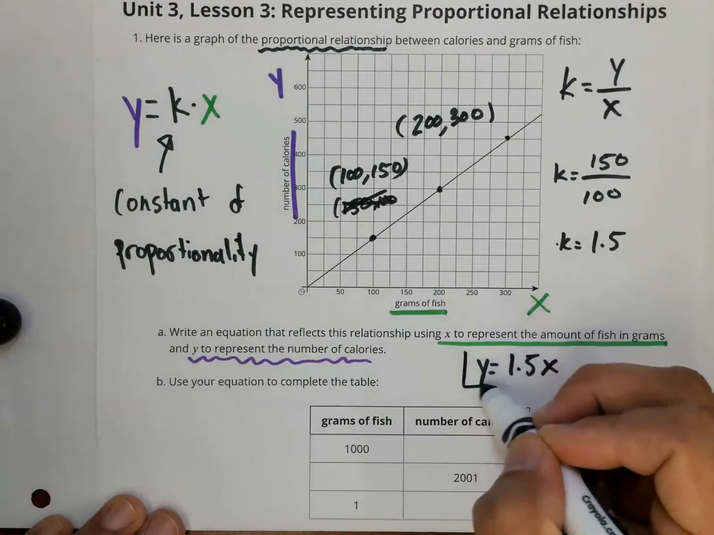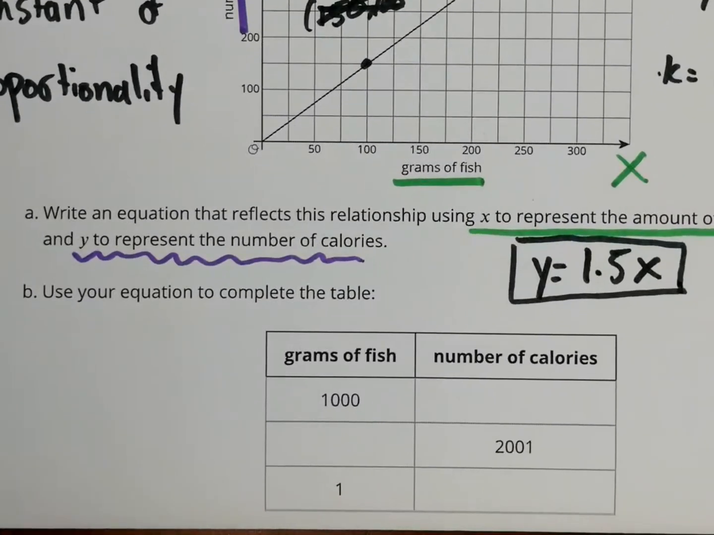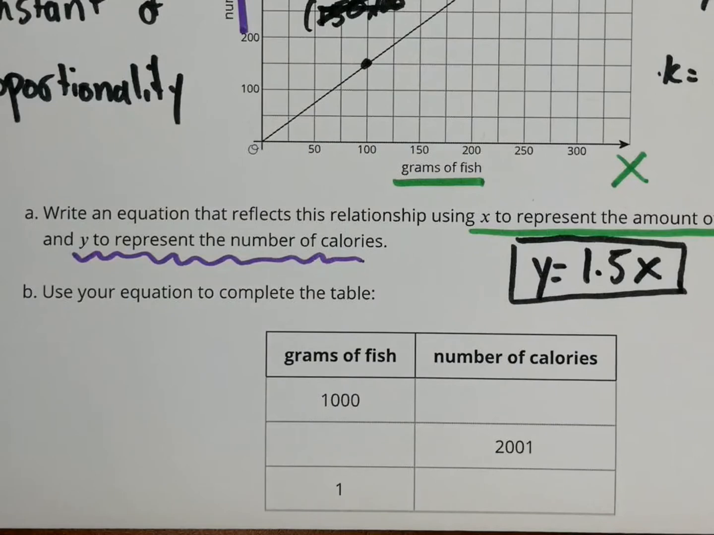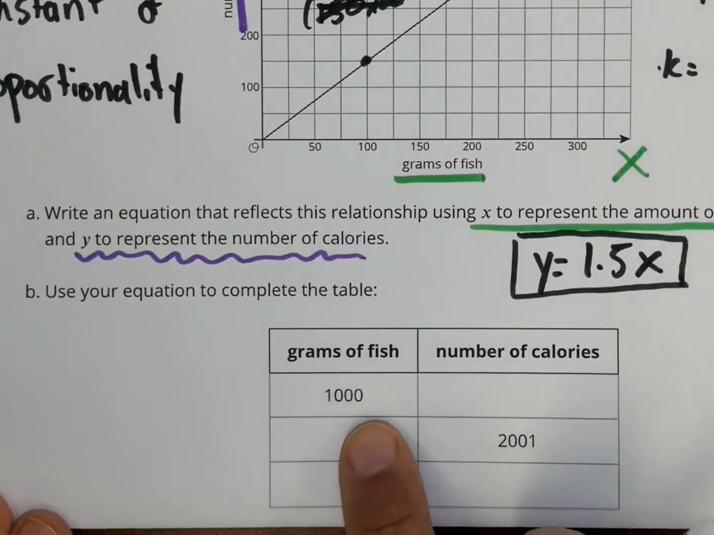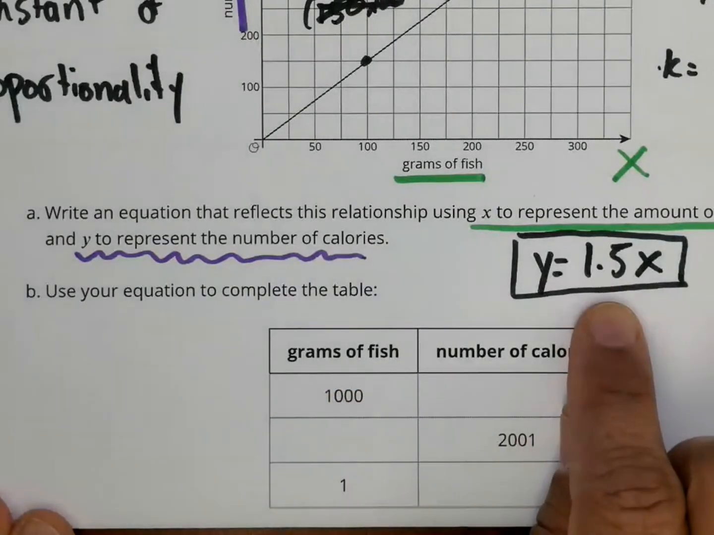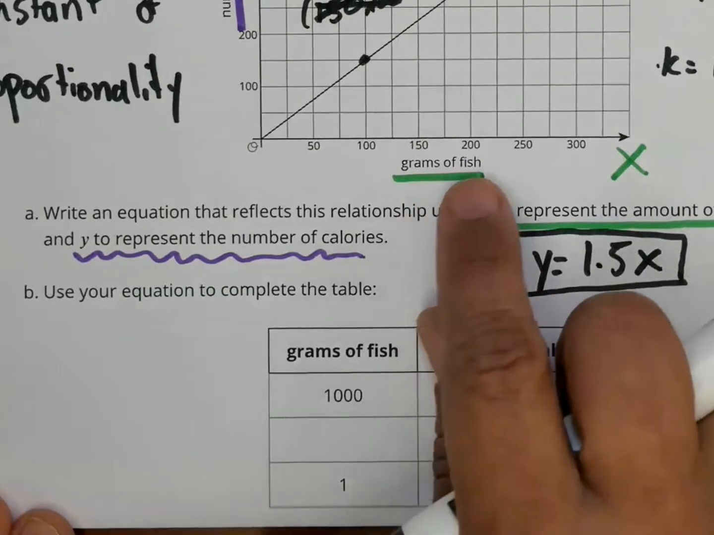Okay. Now for part B, for the table, you use the constant to find the numbers on the table. What does the constant mean? It means what numbers multiply this way. So in our table here, to find the number of calories when I have the grams of fish, I multiply by 1.5. That's what this equation says. That's what the graph is showing, right?